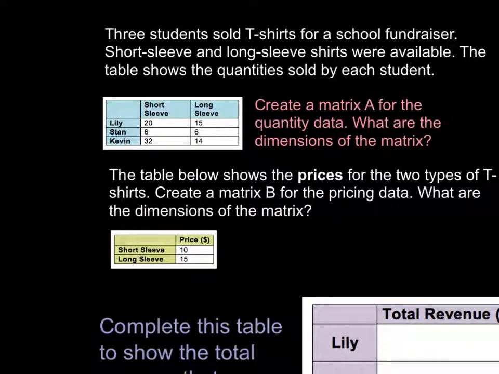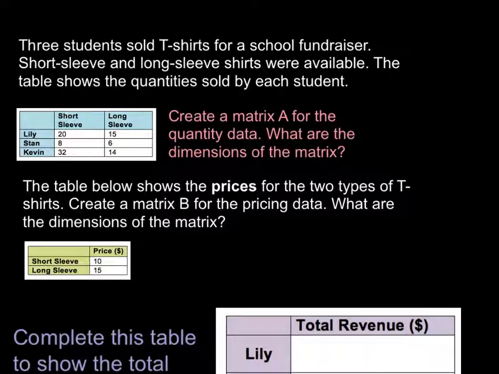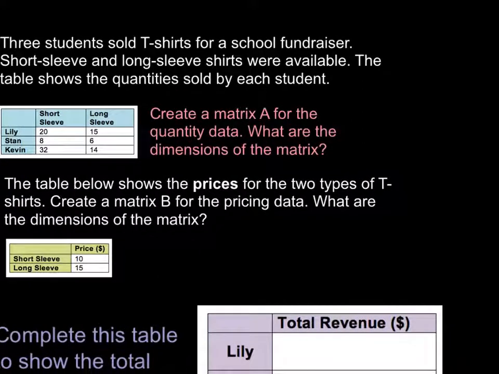Now let's connect it using a matrix. Create a matrix for this quantity data, and then what are the dimensions of the matrix? We did this yesterday, so we know how this works. All you have to do is say A is going to equal, and we'll create our brackets. This bracket creates the matrix, so now we just plug in our data entries. We've got a 20, an 8, and a 32. In our next column, it's going to be a 15, a 6, and a 14. Close it with a bracket. So here's our matrix A.